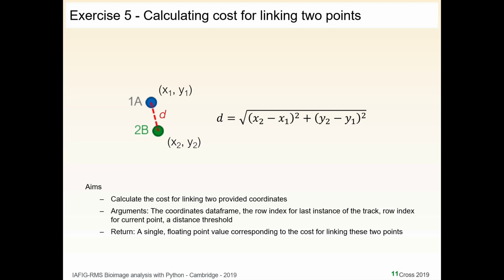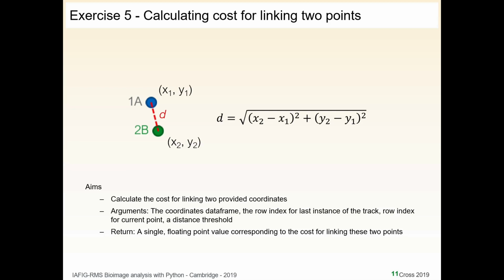The arguments for this particular function are going to be the coordinates data frame, the row index for one of the points, in this case the last instance of one of the tracks, and the row index for one of the current points, and also a distance threshold, because we know that things aren't necessarily going to jump from one side of the image to the other. They're probably only going to move 20 or 30 pixels maximum, and this allows us to prevent cases where we get erroneous links where maybe one object disappeared in one frame and another object appeared at the other side of the frame. The Hungarian algorithm by default would just try and link those, even though it's very unlikely and there's a high cost associated. So we have to introduce a distance threshold.